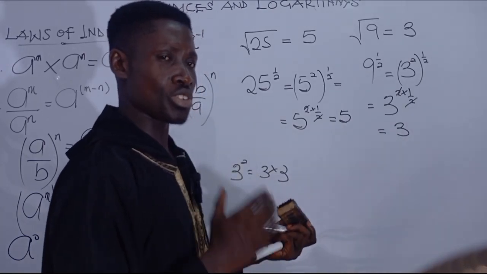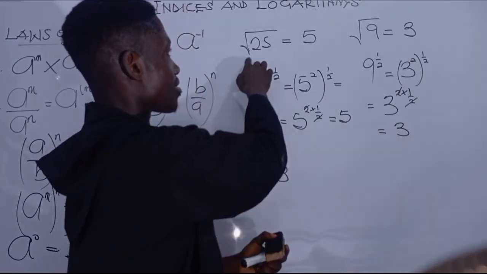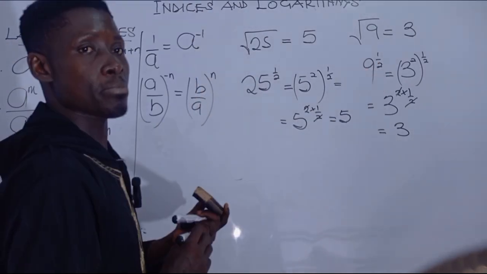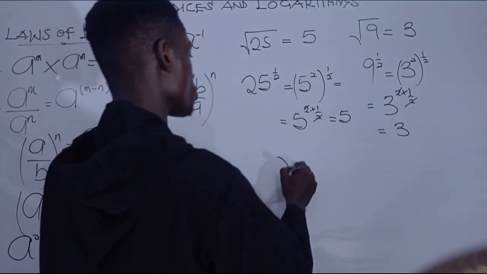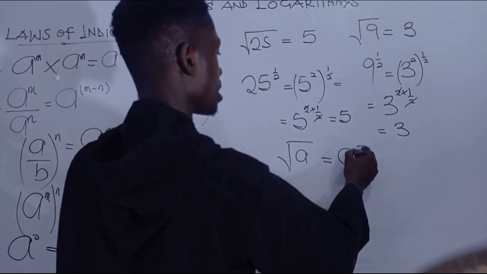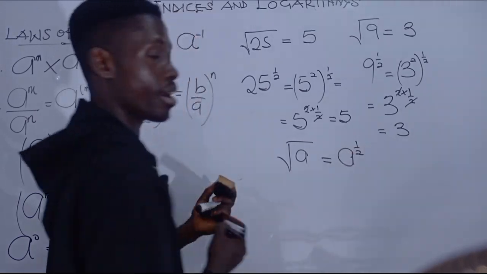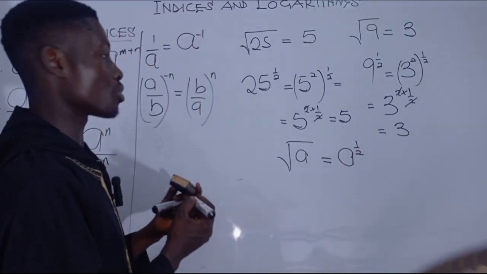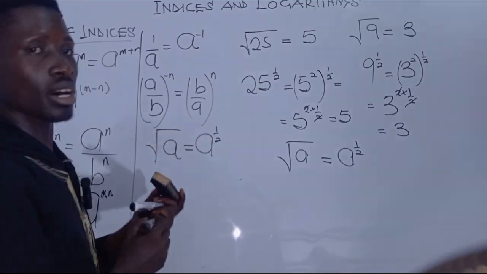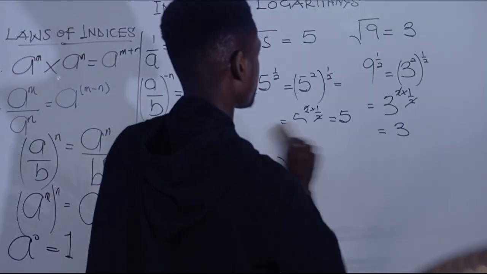So do you agree with me if I say that the radical sign or the root sign is the same as a power of half? So this means that when you have root of any number, let's say a, it is the same as a raised to the power half. I believe you are following. Now let's look at another one.